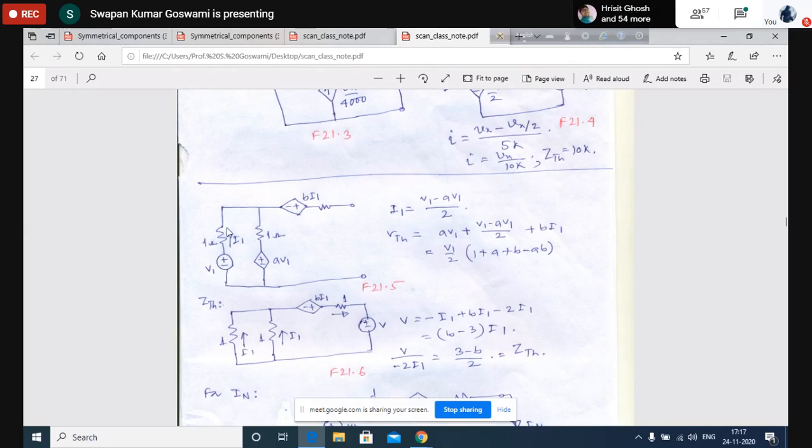Until you change this, whatever value you get will be producing a voltage here, B times I1. Okay, what can you do? You will short circuit this and find out the value of I1. Then finding I1 will not be easy. Why will it not be easy? Because this loop is closed. When this loop is closed, obviously again a current will be flowing because of this source here.